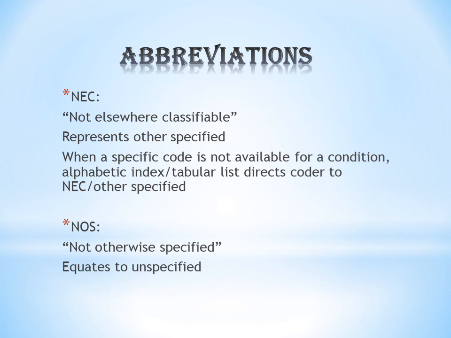Now NOS, not otherwise specified. Not otherwise specified is nothing but unspecified. That is, the doctor doesn't specify the condition, maybe the type of that particular condition, which means unspecified. That is NOS. So the difference between NEC and NOS is that in the first, the doctor specifies the condition but there is no code for it. In the second, the doctor didn't clearly specify the condition. That is NOS.